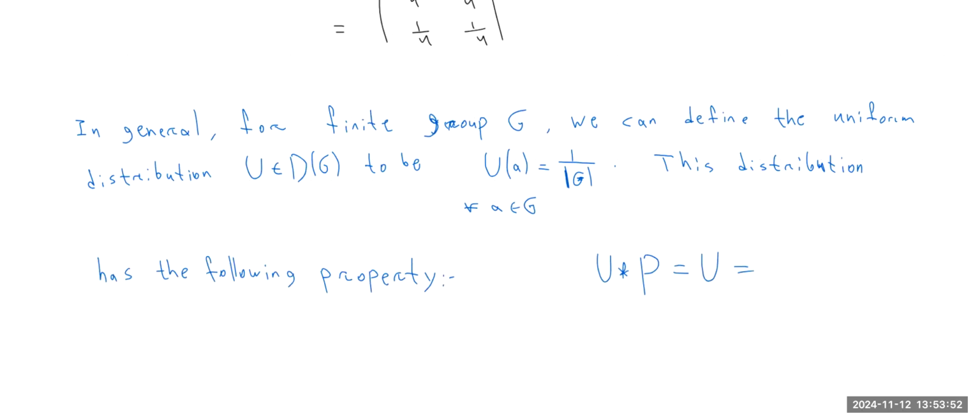Maybe I didn't say this, but it depends on G. If G is not commutative, not abelian, the convolution is not always abelian; it is abelian if and only if G is abelian. Anyway, this will give me the uniform distribution for every P, a distribution on G.